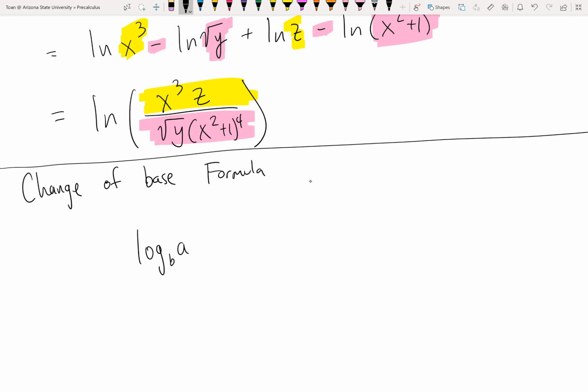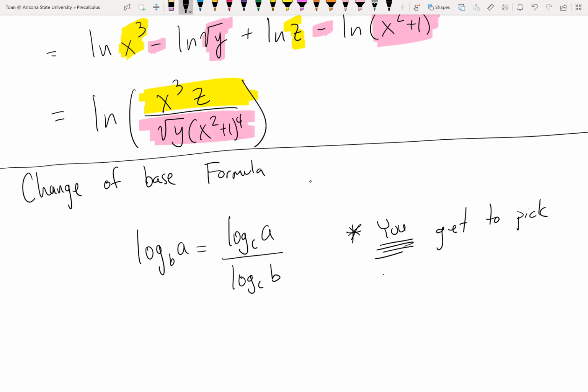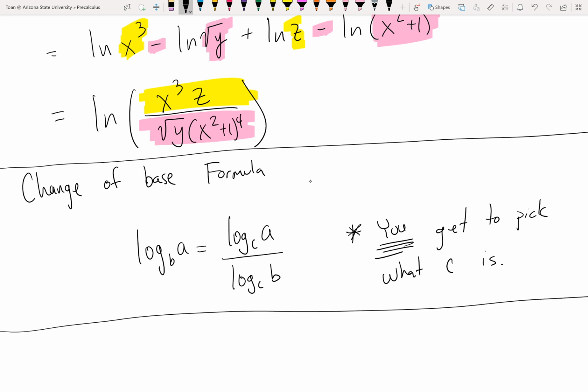If you have a logarithmic expression, log base b of something, that is equal to log base c of the original argument over log base c of the original base. And here's the idea. You get to pick what that c is. Well, if we get to pick what that c is, and our calculators can only do common log, base 10, or the natural log, base e, it sort of makes sense that might as well make c 10 or e, because then we can use our calculators for it.